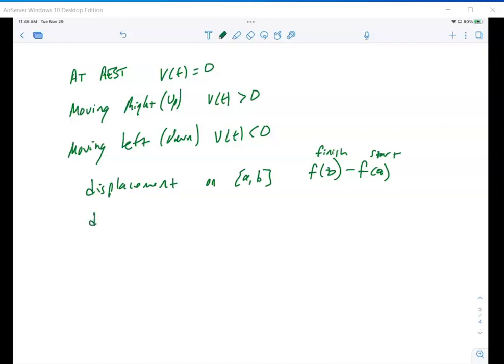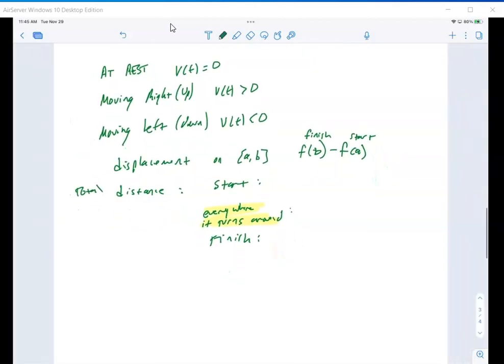This one's a little bit trickier though. Total distance. What you need to do for that is find your start, find your finish, and find everywhere it turns around. Then find the distance between each of those points. So when it says total distance, you have to add in everything where it turns around. I'll show you an example of that in a second. And the last thing I believe you need to know is speed. Speed is the absolute value of velocity. So if you know that stuff, you're going to be good for physics.